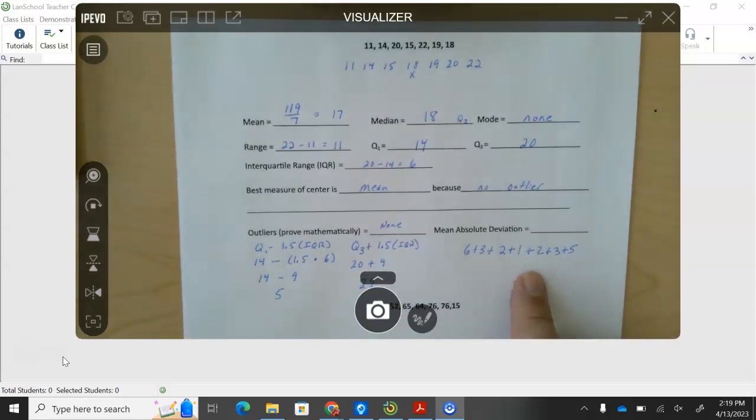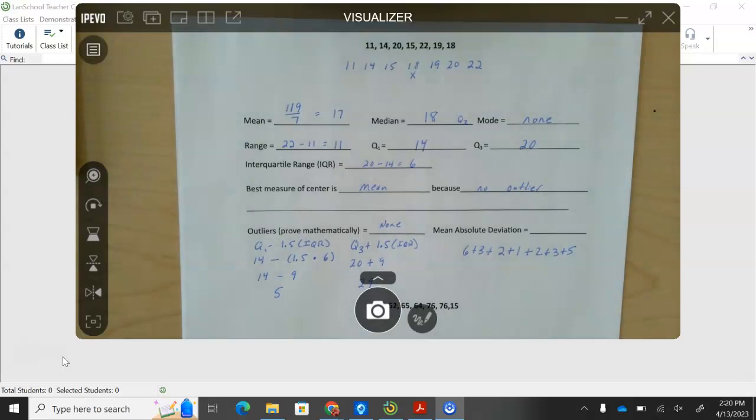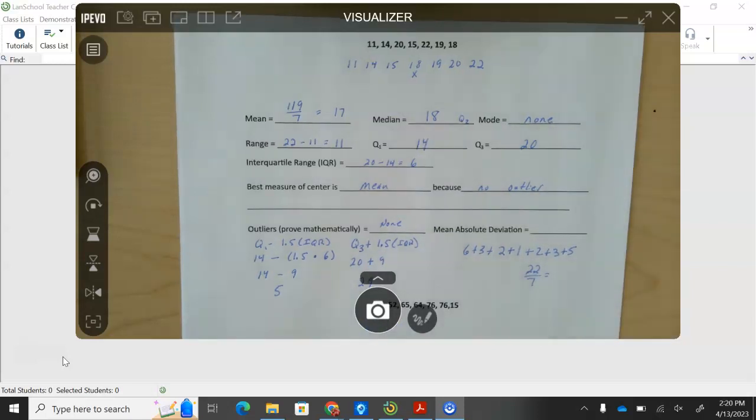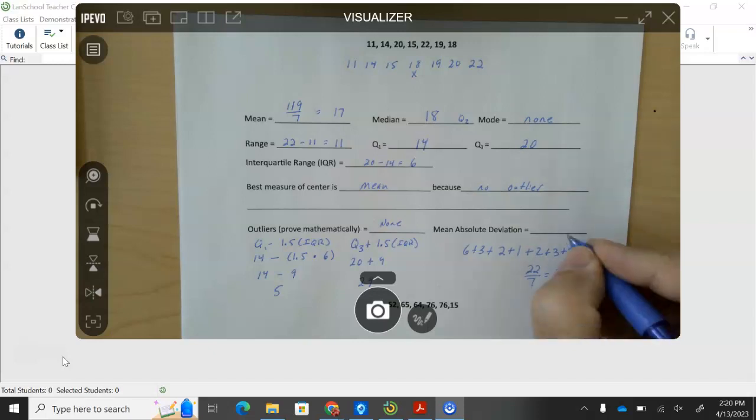So I'm going to find the mean of those. If I do the addition, I need a total first, which is going to be 22, divided by my 7 numbers. I get a decimal, and I want to go ahead and round it to the nearest tenth. So right now, my mean absolute deviation is 3.1.